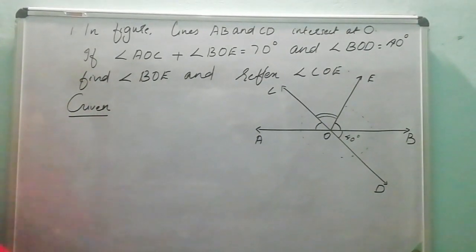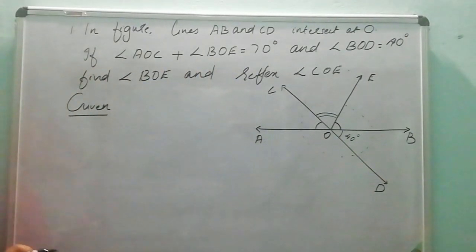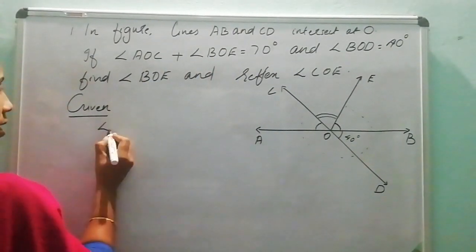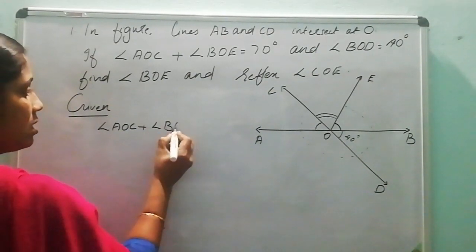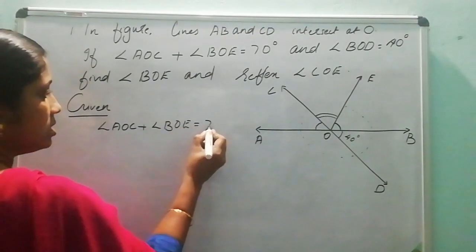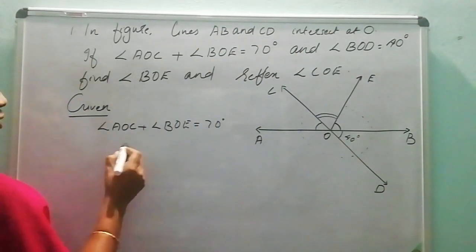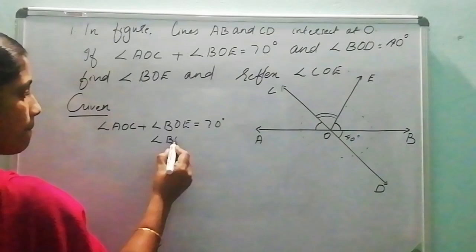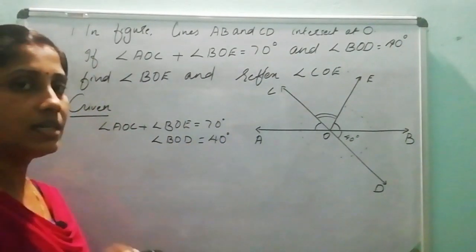Given. What is given there? Angle AOC plus angle BOE equal to 70 degree. That is the first one. That is given. Then angle BOD is equal to 40 degree. That is also given. Okay. These two things are given there.